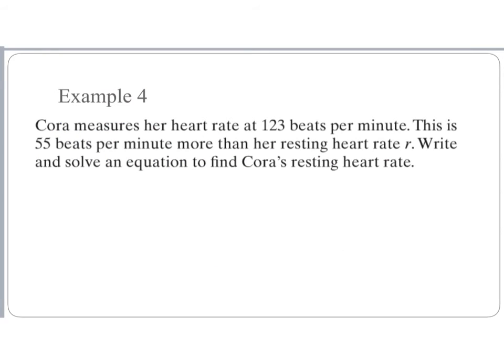Example 4 says Cora measures her heart rate at 123 beats per minute. This is 55 beats per minute more than her resting heart rate R. Write and solve an equation to find Cora's resting heart rate. So here we know we have 123 beats per minute, and that's 55 beats more than her resting heart rate. So I'm going to say that 123 equals 55 more than, which means 55 plus the resting heart rate.